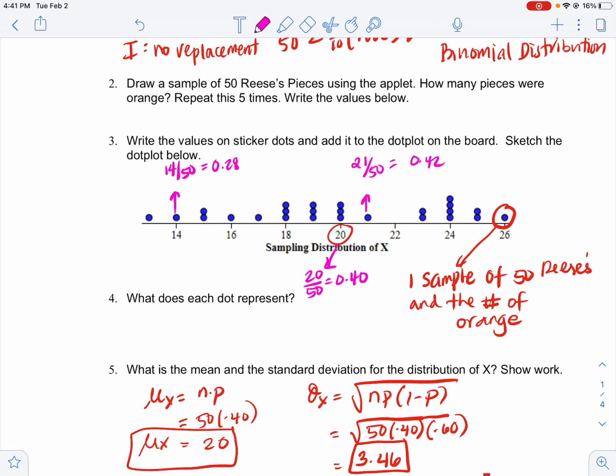Do you think this shape will change? Remember, I'm dividing every single number here by 50. So I don't think that the shape will change, but the mean will change and the standard deviation will also change. Because remember, when we are multiplying and dividing by a constant number, like here, we're dividing all numbers by 50, the mean and the standard deviation will both change.